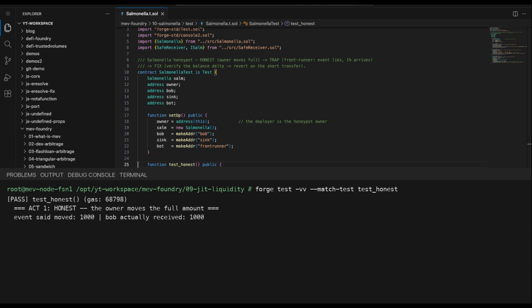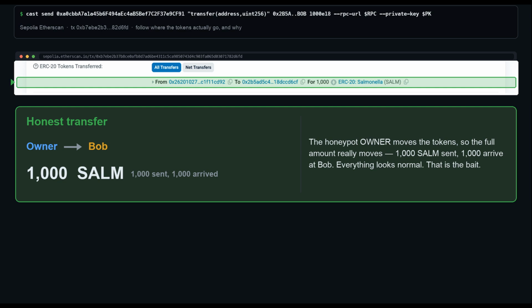Now let's watch it on a real blockchain. We deployed this token to Sepolia, a public testnet, through my Chainstack node. Here's the owner's transfer, live, and follow the token. Etherscan lists 1 transfer, 1,000 Salmonella from the owner to Bob. And because the owner moved it, 1,000 really did arrive, truthful, normal, tempting. Now watch a bot take the bait.